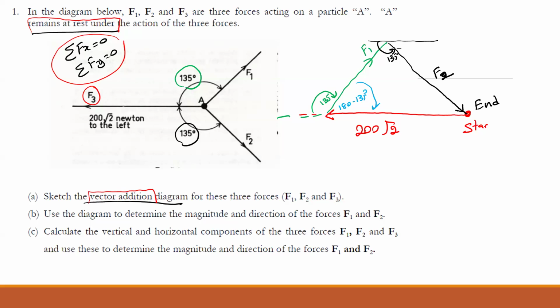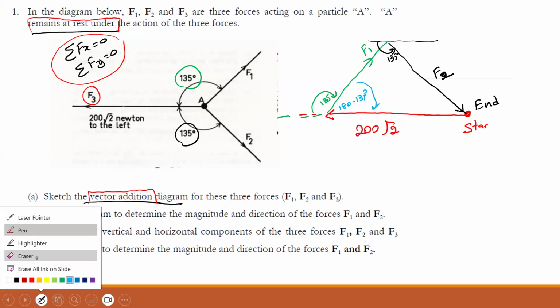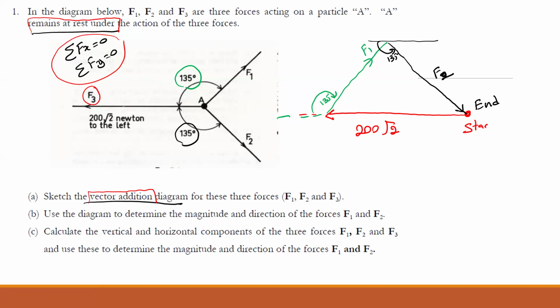So 180 minus 135. So this is just 45 degrees. So just write this as 45. This is 45 degrees. If that is 45, this is also 45. So we can find the other angle as well. This one here should be 135 minus 45. If you don't understand, let me know.